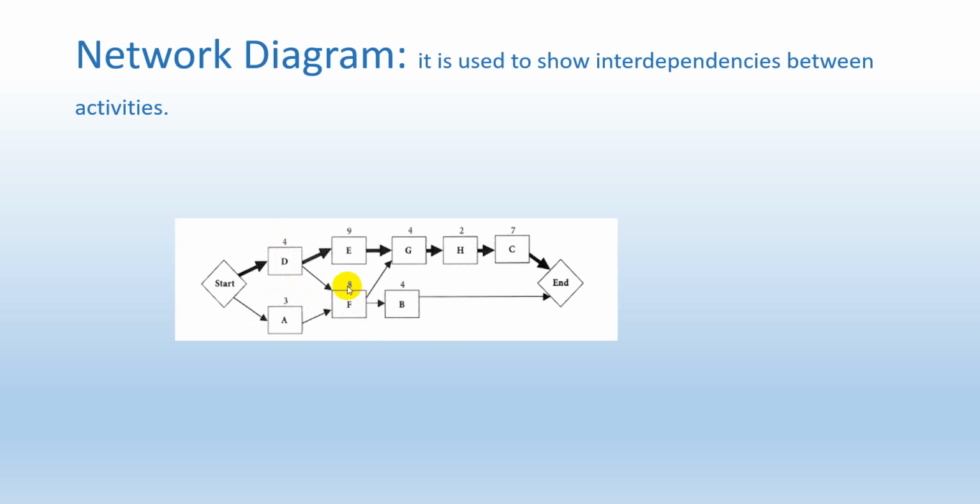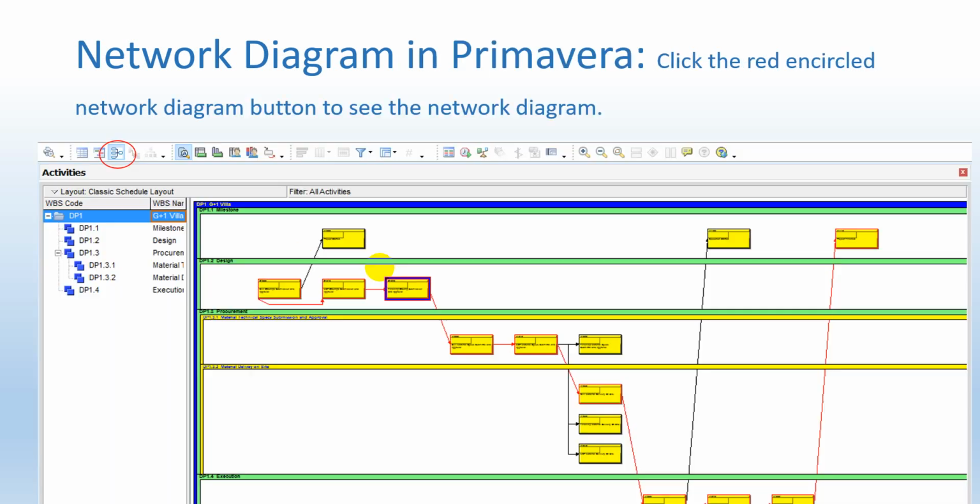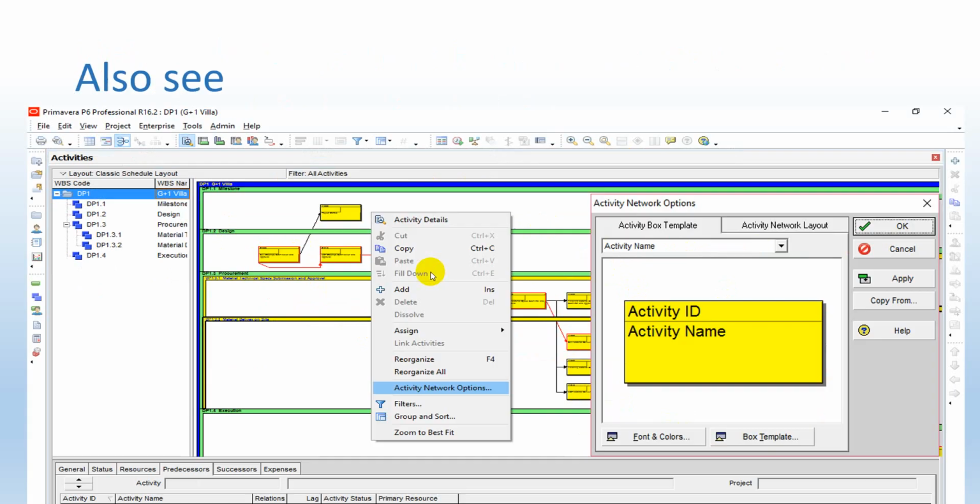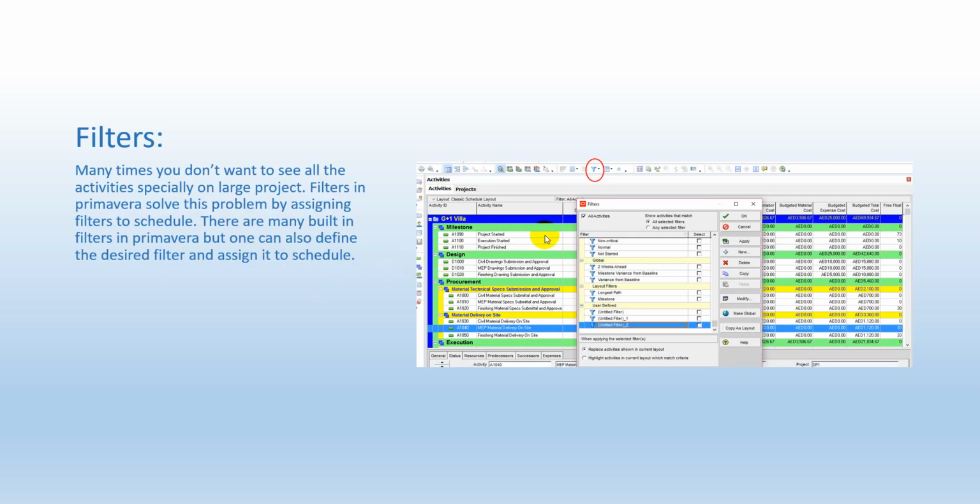It is 8 days or hours, here it is not mentioned. So if it is days, F will start at day 4 and this will finish at day 12, because this one is an 8 days activity. So this is network diagram representation of our schedule. This is a sample P6 schedule, and this is a network diagram. By clicking here we can see our network diagram. Filter we will discuss in next topic, inshallah.